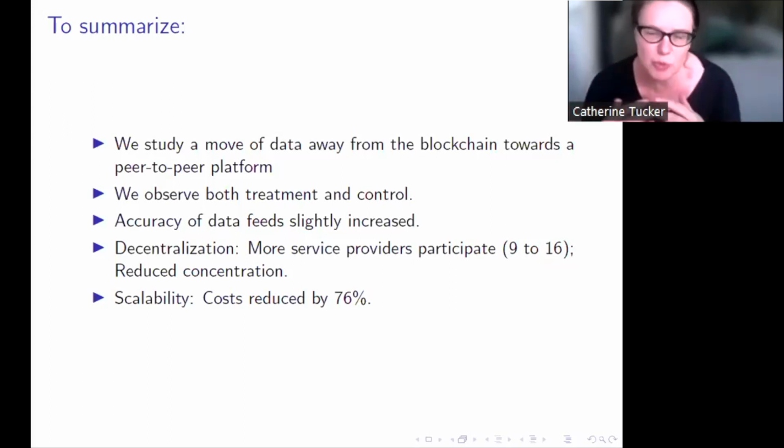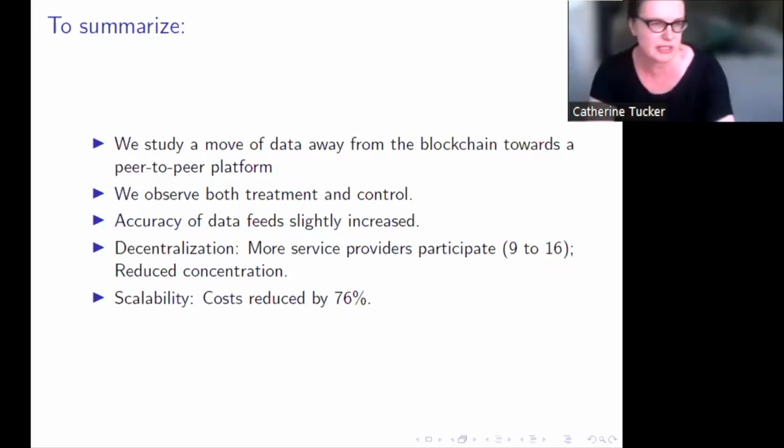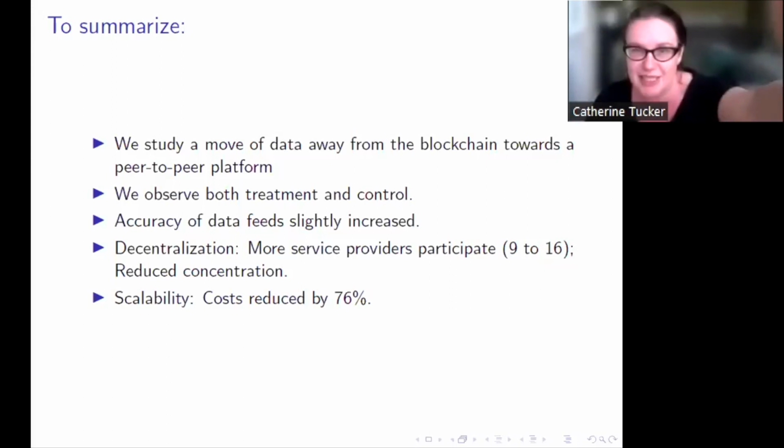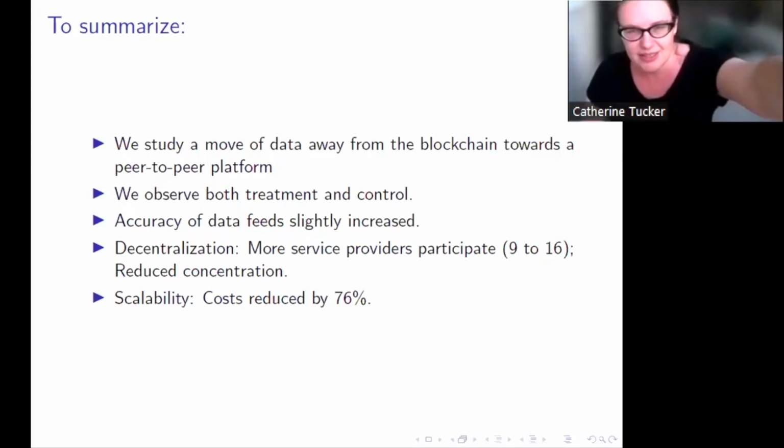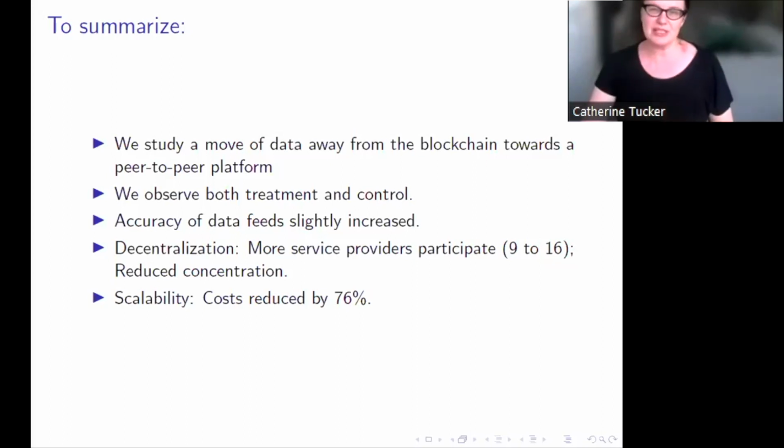We're excited not just about the accuracy, but about this idea that we're moving away from a centralized world where you just have a few data providers. And of course, the great thing, and the reason that Chainlink has now gone completely layer 2, is that they save 76% when using the new layer 2 technology without any real reduction in the quality of what they're doing.